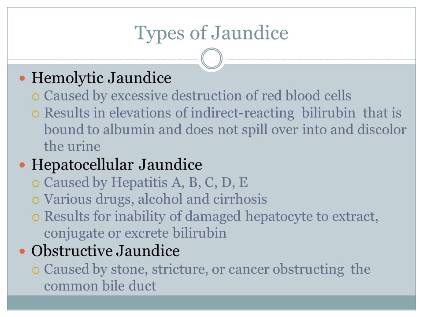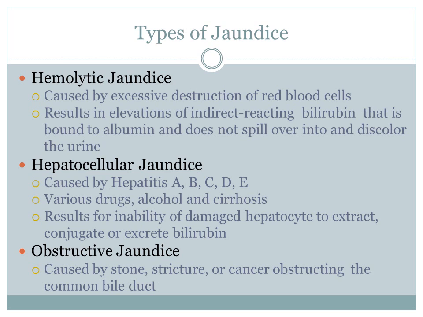As far as jaundice, there are three types: hemolytic, hepatocellular, and obstructive. With hemolytic, there's excessive destruction of the red blood cells, and this results in elevations of indirect bilirubin that's bound to albumin. However, it doesn't spill over into or discolor the urine.